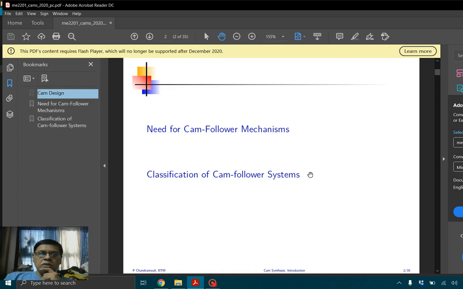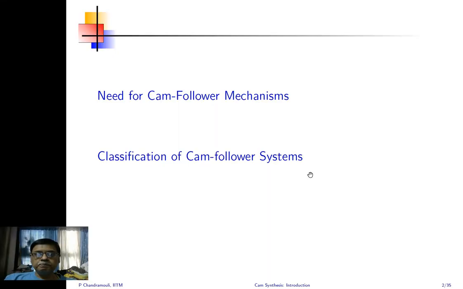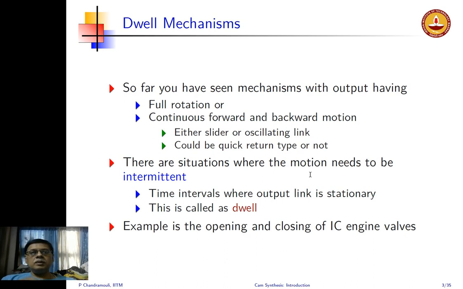All right. So let's look at why we need CAM follower mechanisms. We have seen mostly mechanisms where the output was a rocker in the crank rocker case, a slider going back and forth, or a full crank. Sometimes you also had a coupler, but even there, the coupler was mostly involved in what is called continuous motion, which could be sliding or oscillating or whatever.